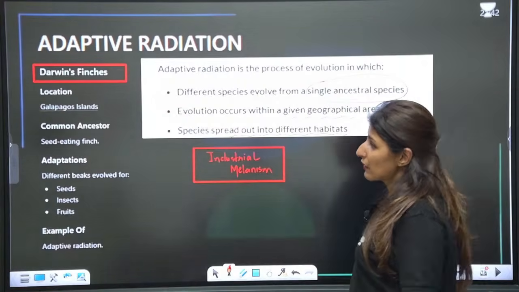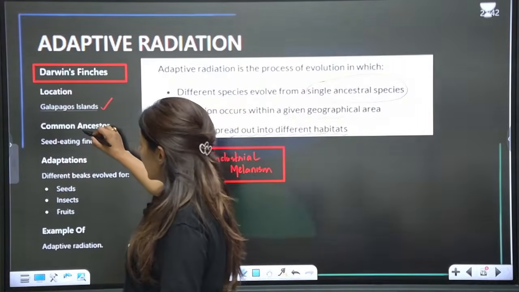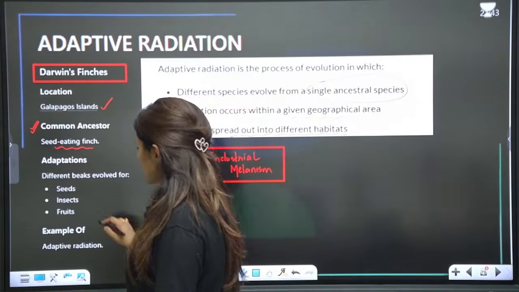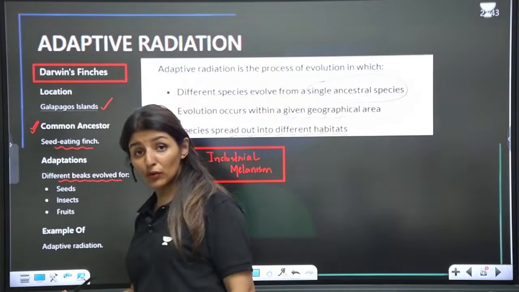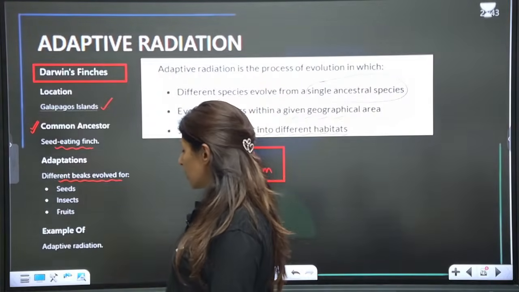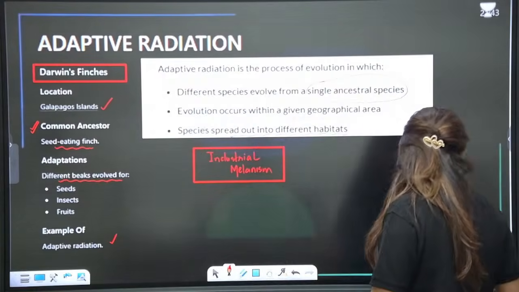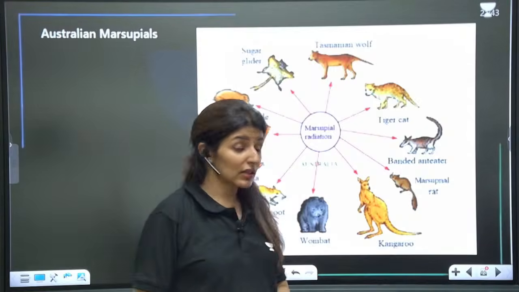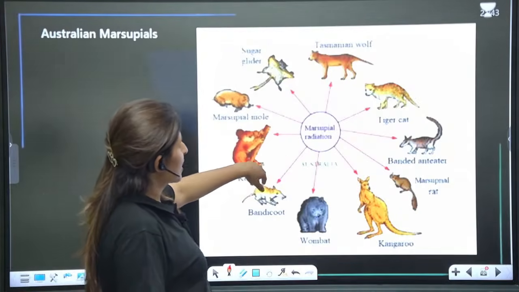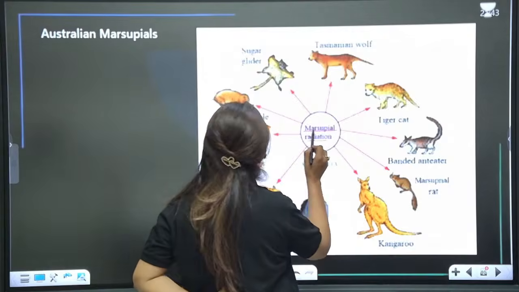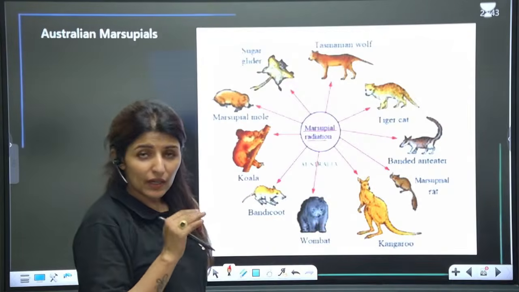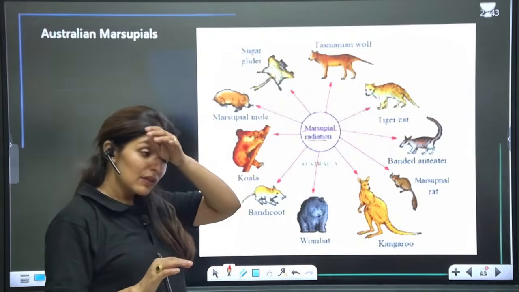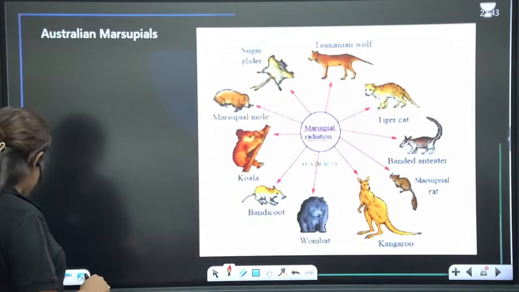Is that clear? So Darwin's finches were studied in the Galapagos Islands. The original ancestor was a seed-eating finch. Finch is a bird. So their different beaks evolved for different foods which were available at different geographical areas. It is an example of adaptive radiation. So another adaptive radiation is seen in Australian marsupials. This is the third example. So you have to learn the names. So marsupial radiation is an example of adaptive radiation. So they all evolved in the area called Australia. That is where marsupials were present. So you have to learn these names.